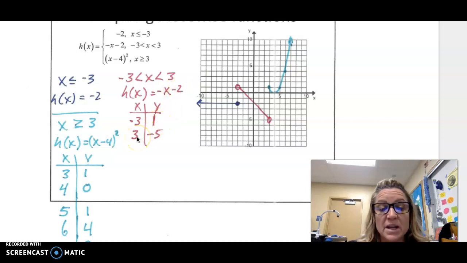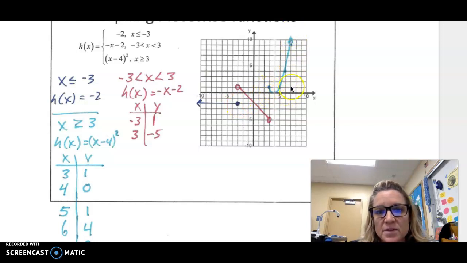Now let's plug in +3. So the +3, the opposite is -3. -3 minus 2 is -5. So I put a point there and a point there and just drew a line in between them. But notice I didn't fill them in. Those points are open because their equal part is not there or there. Okay? The equal parts are here and here.